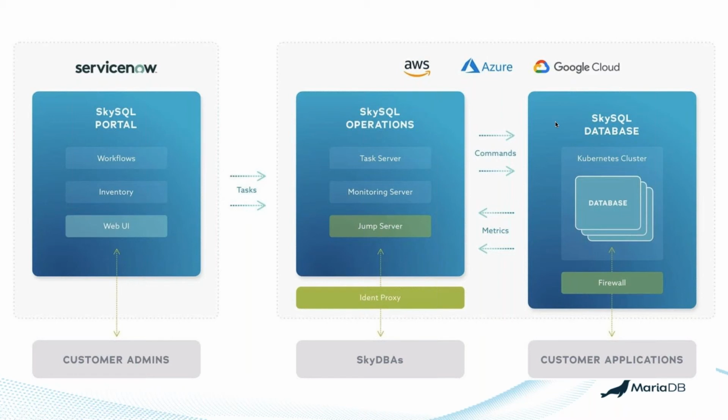In the middle, you can actually see that we have this term called SkyDBAs, and I'll dive into a little bit more what that means, but you can think of SkyDBAs as a remote database administrator from MariaDB that's able to access your database. Now, as you can see here, one of the security considerations that I mentioned before is that they aren't able to actually access the database directly. They log in through an identity proxy and then use a jump server to be able to access SkySQL. And of course, all of these things are logged, but this creates a very flexible and scalable architecture to allow us to grow and scale over time.